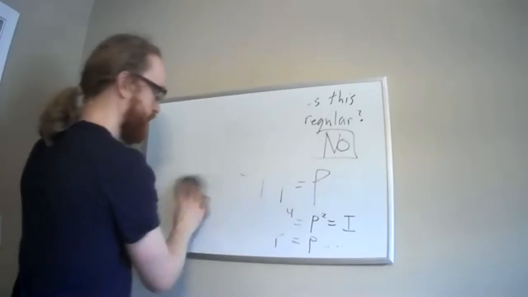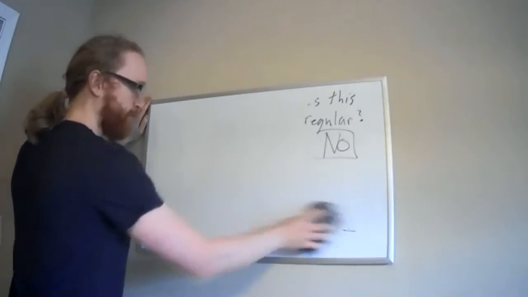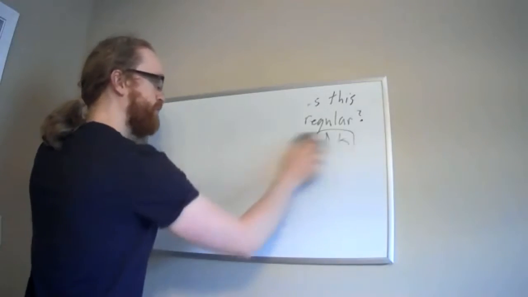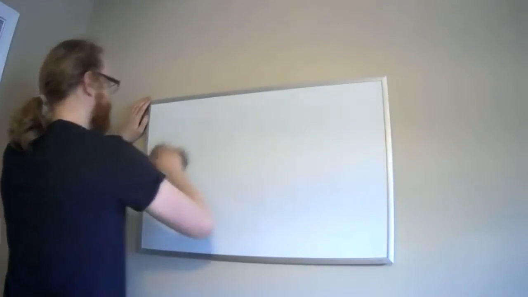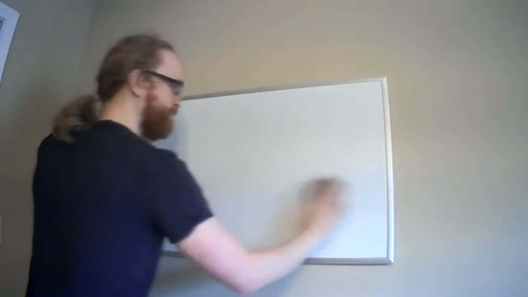And the second example we did was also regular because its square had all non-zero entries. So look back at those examples for some more examples of regular Markov chains.